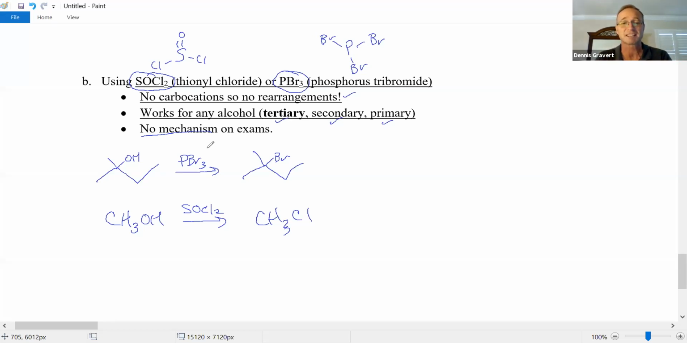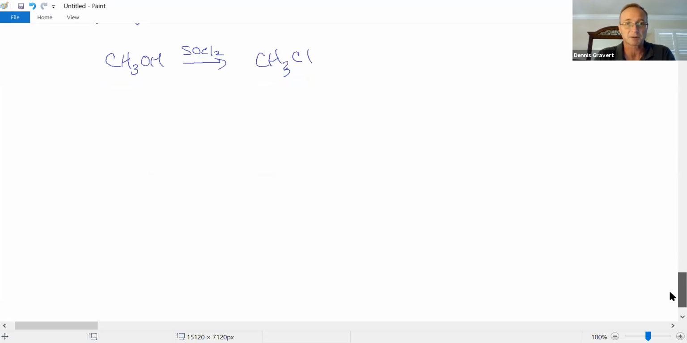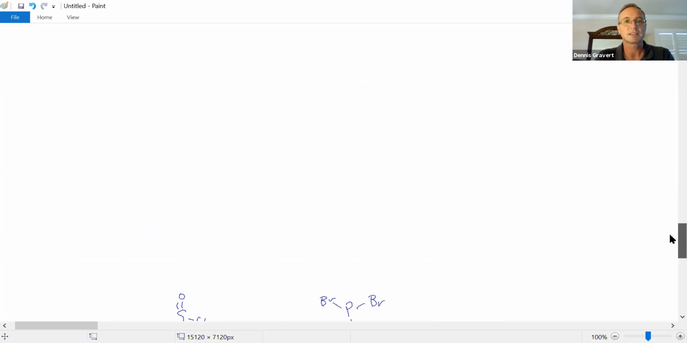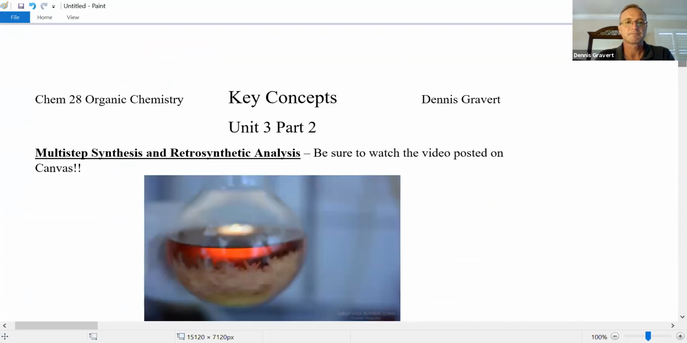You really don't need the mechanism. It's known. If you want to look it up, you can. But I don't find it useful for predicting products. So I don't require students to memorize it. And most textbooks don't even include it in their books. What else we got?